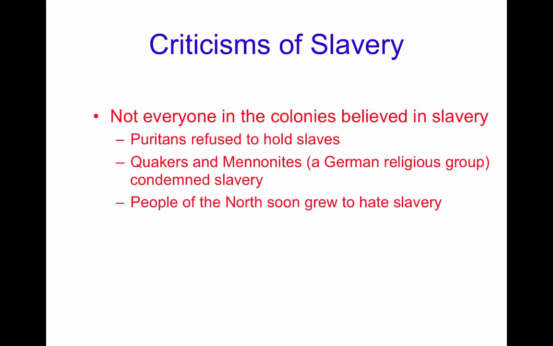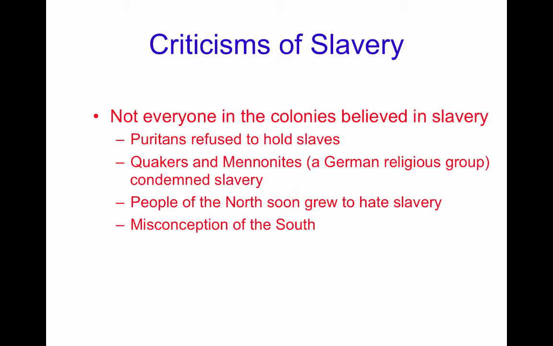People of the North soon grew to hate slavery as well. They felt it was unfair that they had to pay employees to work in their businesses, while Southerners were able to use free labor. They found that to be a huge disadvantage to their economy and a huge advantage to the South. Now, there's a common misconception that everyone in the South believed in slavery. We know that simply isn't true.